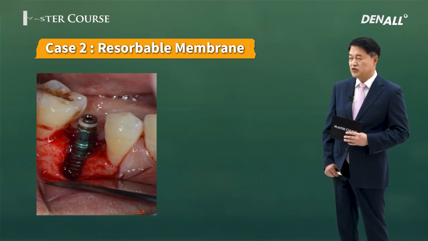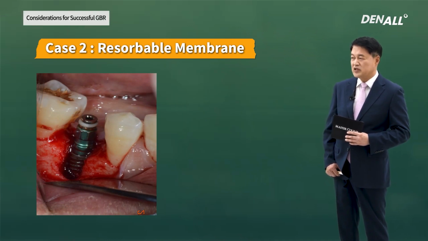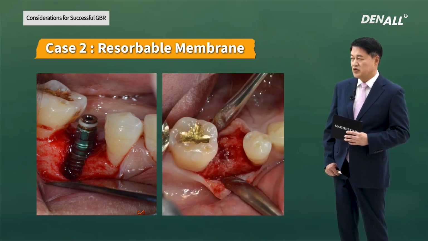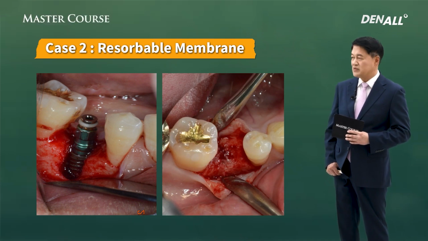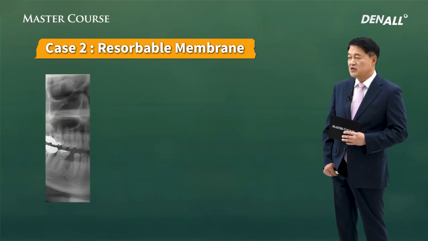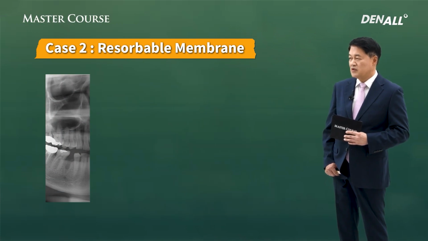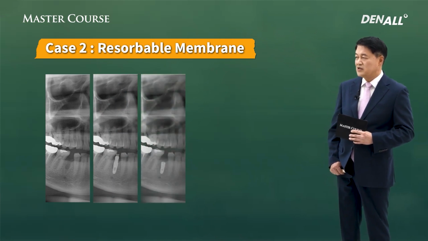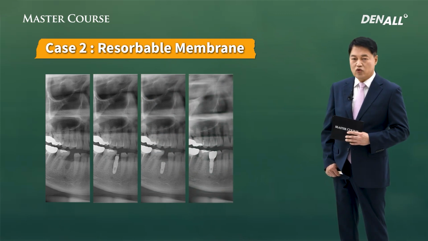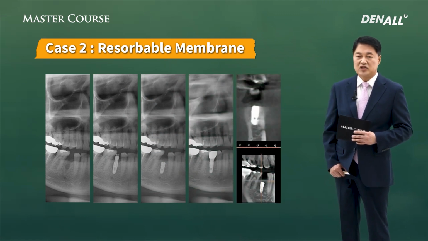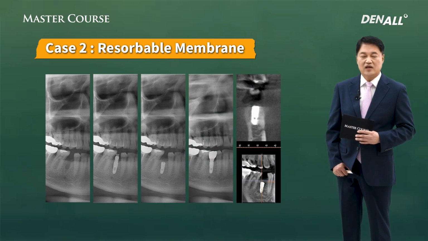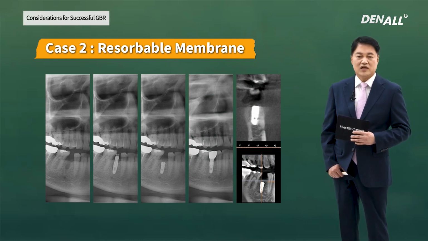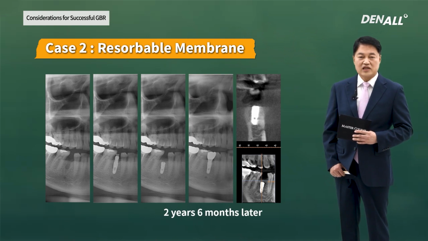This is before GBR. Appropriate GBR and membrane were done, and we got this result. If we can do this, we can make a very favorable, very good prosthesis. X-ray image before surgery. This is after implant placement, after GBR, and after prosthesis delivery. On the CT image, the buccal side bone defect has been well treated. 2 years and 6 months later, we can see that it is well maintained.